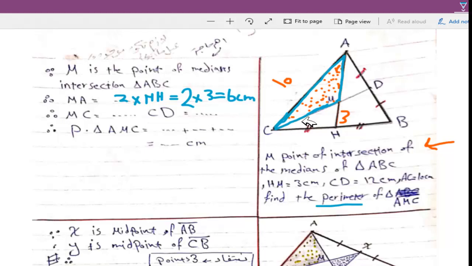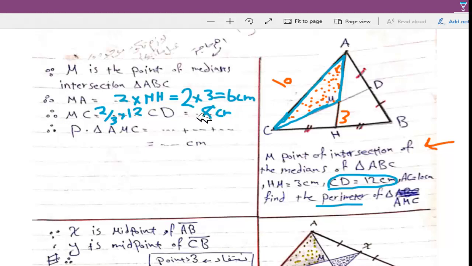Third one is CM. I have to find CM. I don't know the length of MD, but I know the length of the whole median, which is CD. I said when you find the median, which is 12 centimeter, you have to think about two ratios: a third and 2/3. MC is the longest one, so it will be 2/3 of the median. So 2/3 multiplied by the whole median, which is 12, so it will be 8 centimeter.